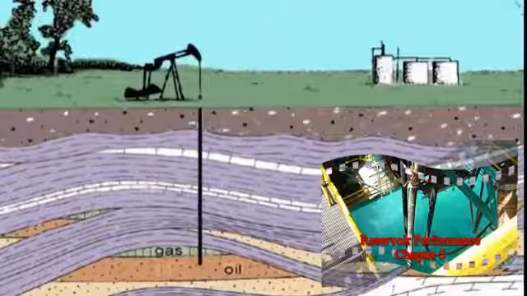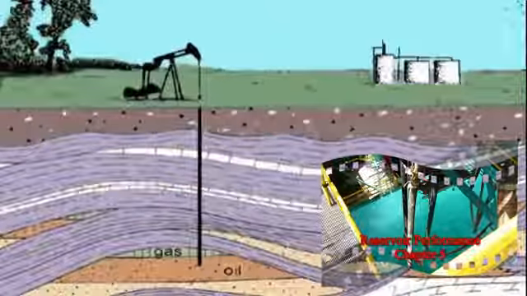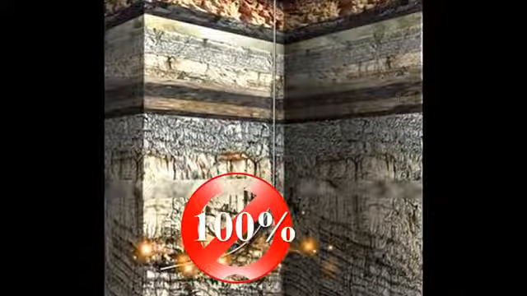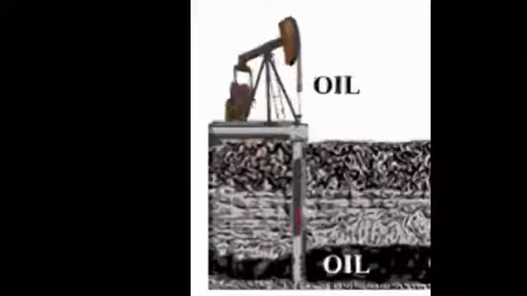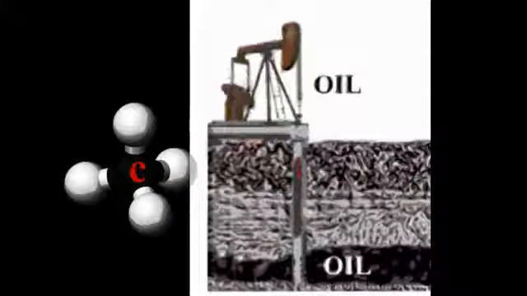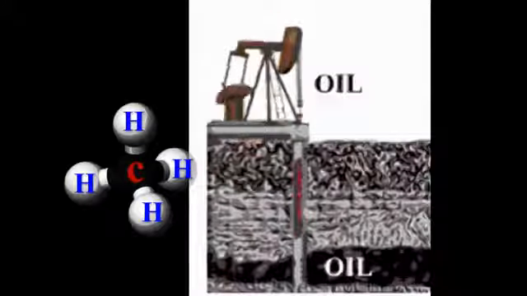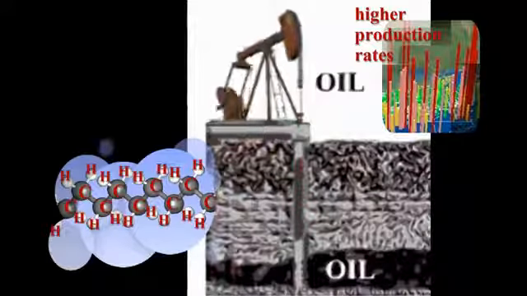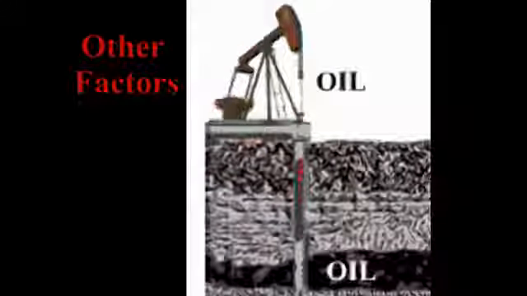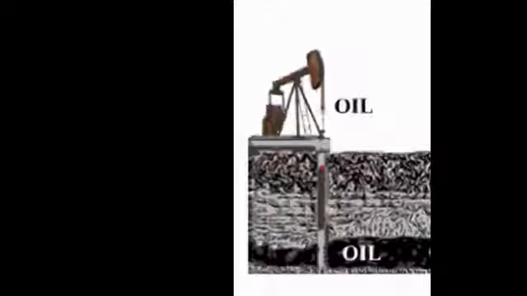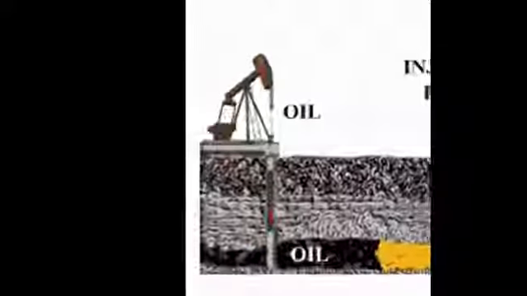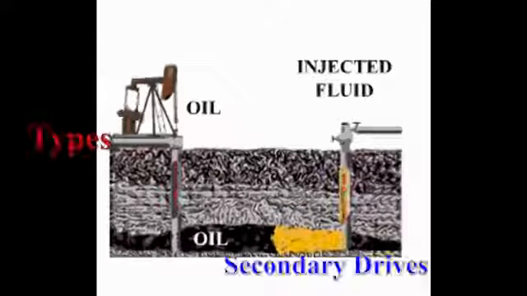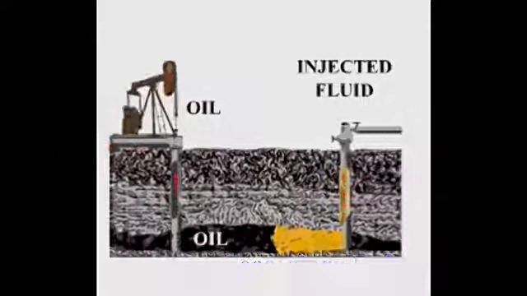If you remember from Chapter 5, present-day technology does not allow us to produce 100% of the hydrocarbons found in any given reservoir. For example, lighter hydrocarbons with more hydrogen molecules have higher production rates than heavier ones with more carbon molecules. Other factors affecting the rate of production might include the types of primary drives found in the reservoir or secondary drives introduced into the reservoir that are used to force the oil to the surface.